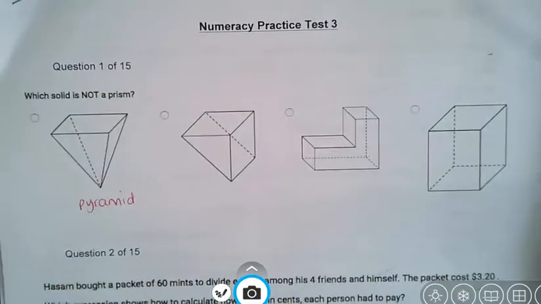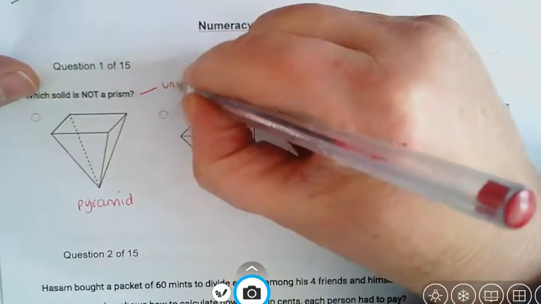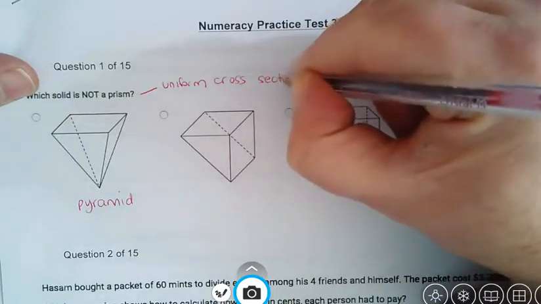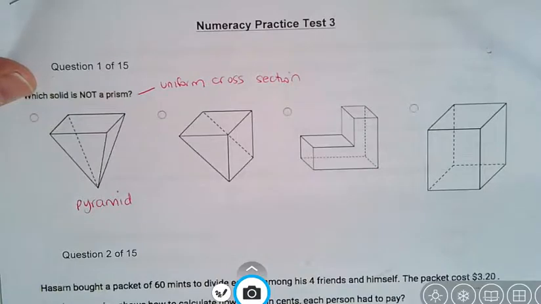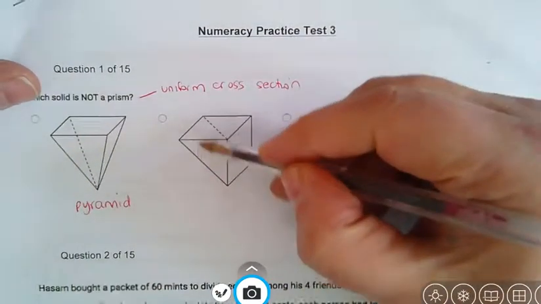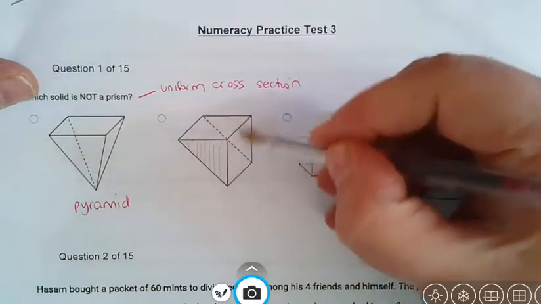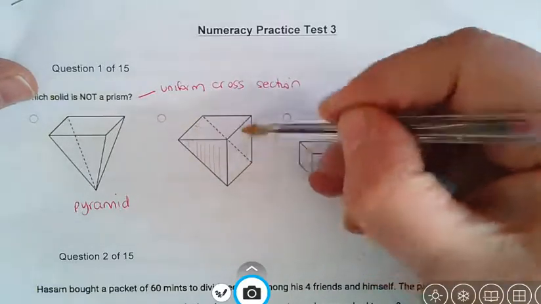But what is a prism? A prism is a solid with a uniform cross-section. It means that when you cut it, you get the same shape and size over and over again. So for example, if I cut downwards here, I would get, see this triangle? It's the same shape there and at the back. Do you see that?